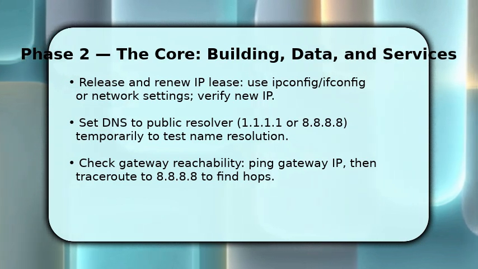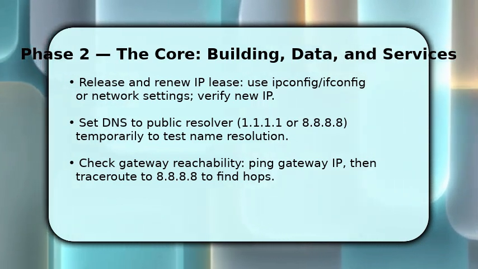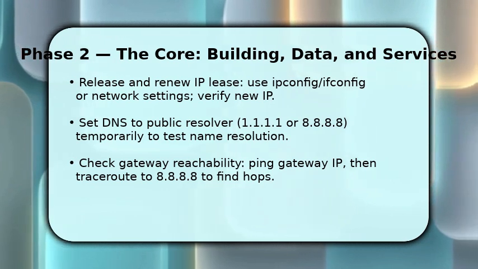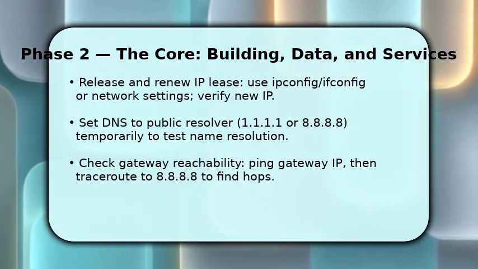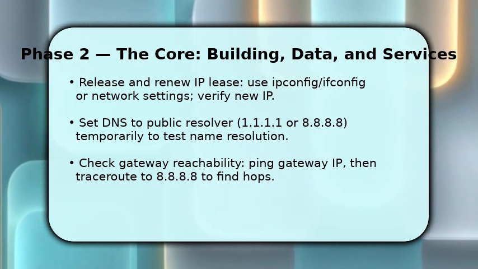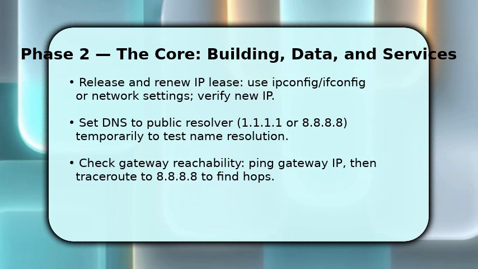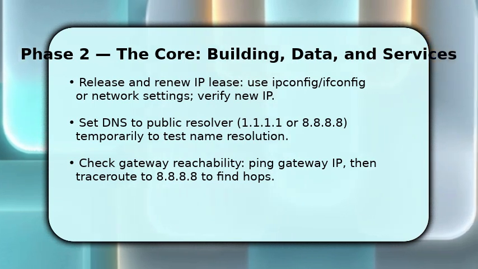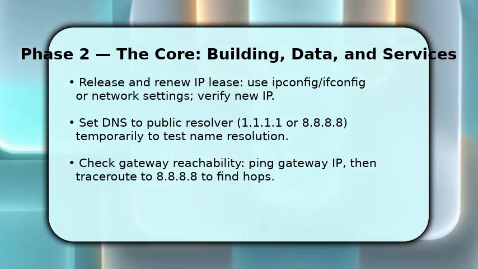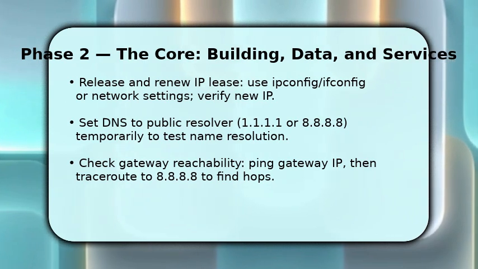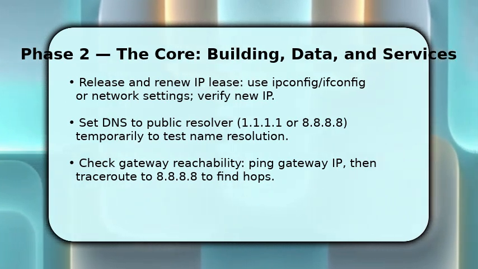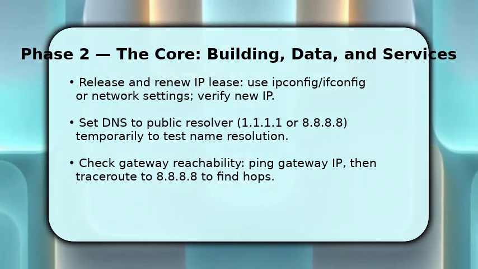This fixes bad leases. If names fail, set DNS to a public resolver like 1.1.1.1 or 8.8.8.8 temporarily, since broken DNS causes websites to fail while local LAN resources remain accessible. Finally, ping the gateway and run a trace route to 8.8.8.8 to see where packets stop.